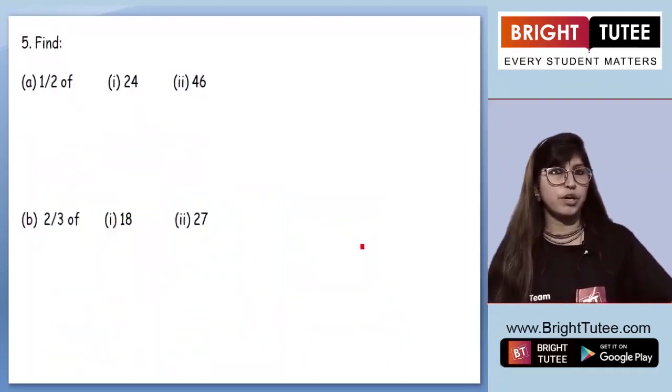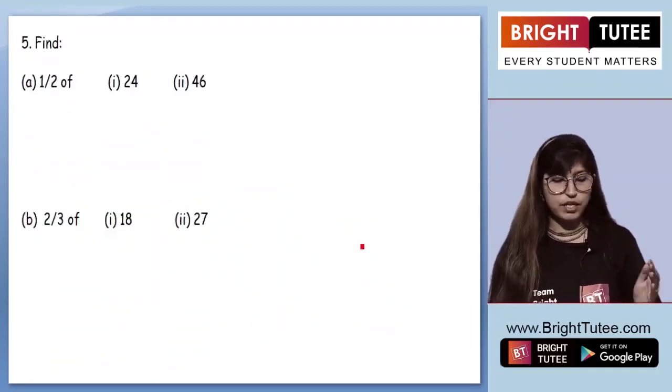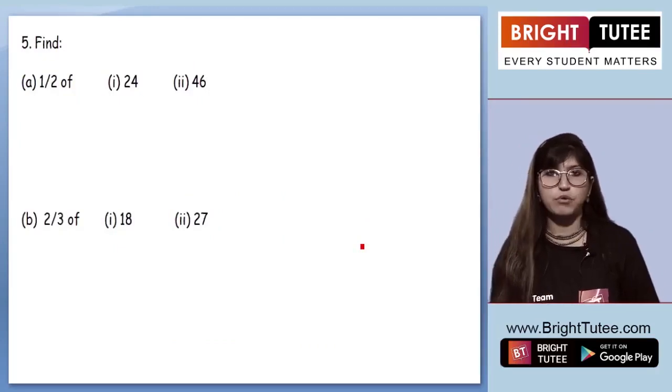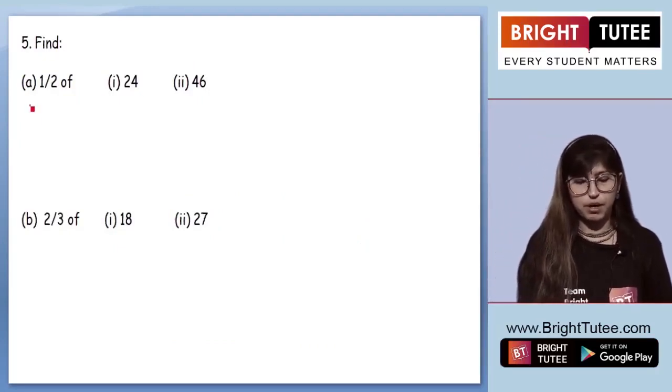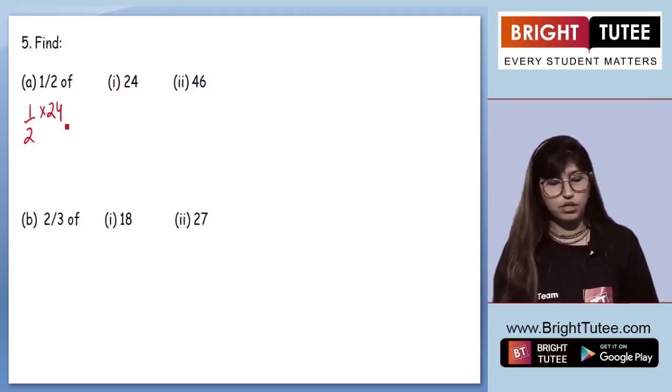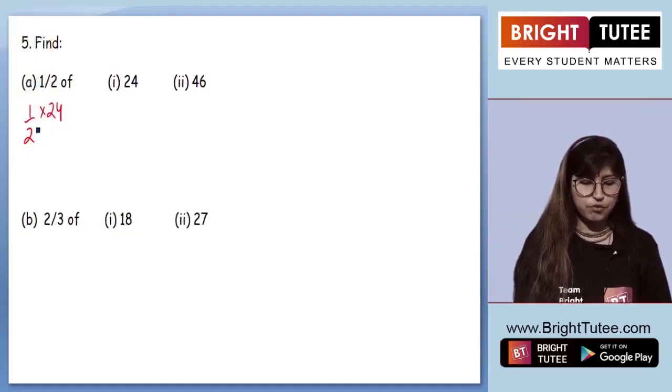Now let's move on to question 5. Over here we need to find half of any of the whole numbers which we have. So we'll start off with the first part. It says half of 24. That means half times 24. We'll be cancelling 2 and 24 if possible.